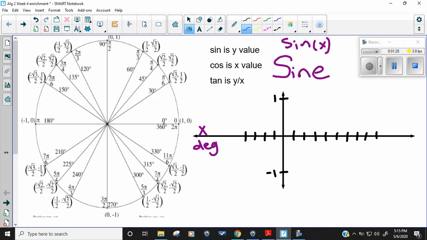So we're going to be going 0, 45, 90. I broke up the circle into equal parts. So we're not going to be doing the 30, 60 parts, but we are going to do every 45. So there's a tick mark for each one of those. So let's start for sine. Sine is the y value.